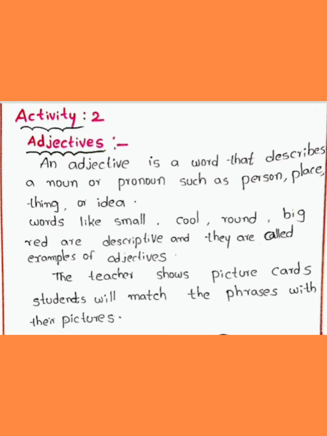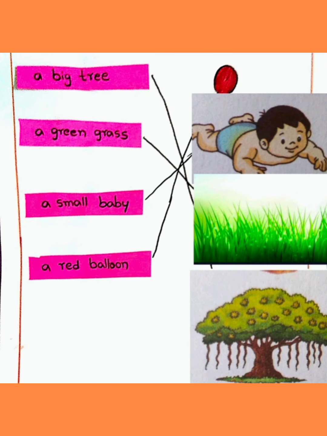The teacher shows picture cards. Students will match the phrases with their pictures. Students are paired as follows: a big tree, a green grass, a small baby, a red balloon.